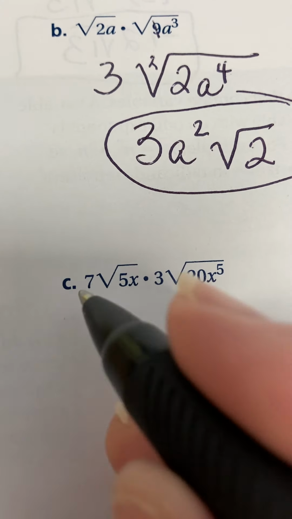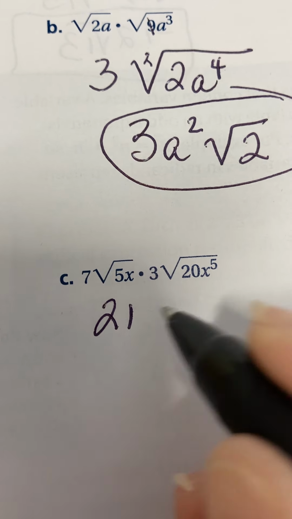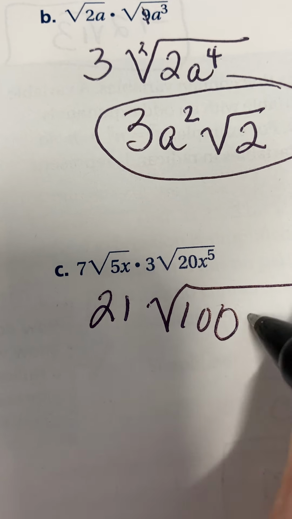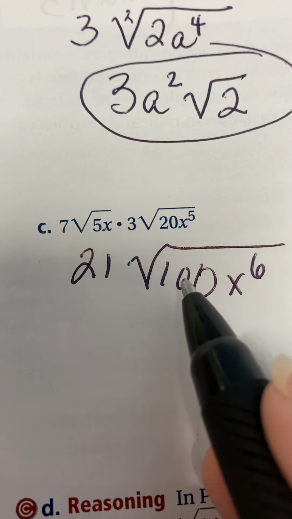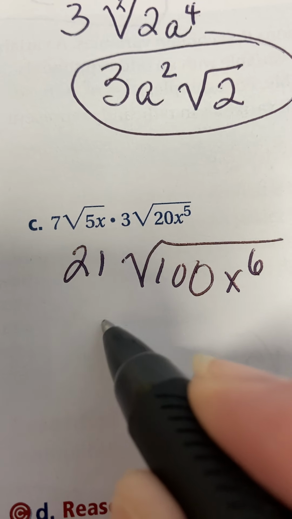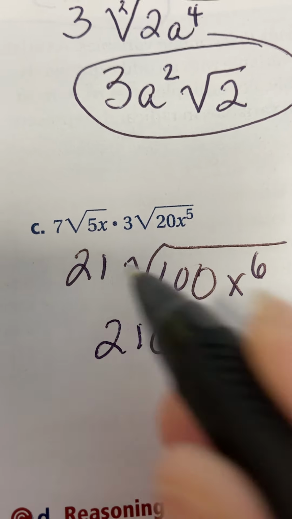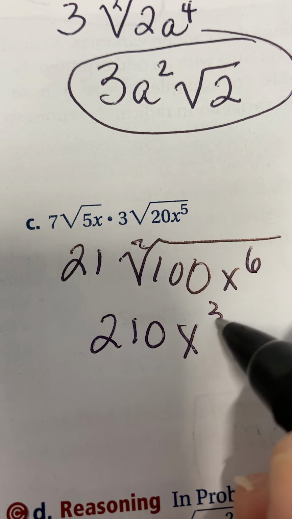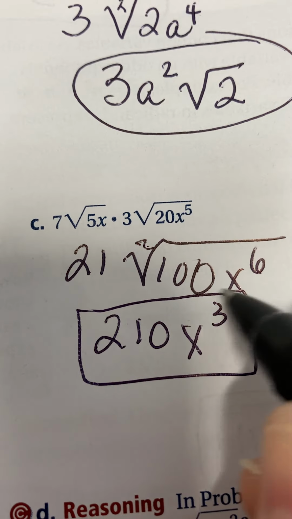All right, here again, multiplying, you can multiply your outside numbers, which is 21. You multiply the inside, I'm going to get 100, x to the 6th. Well, 100 is a perfect number. It is 10, so I'm going to bring the 10 out, and that makes that 210 because I multiply them. And then 2 goes into 6 3 times. I get x to the third, and that doesn't leave any radical at all left over.